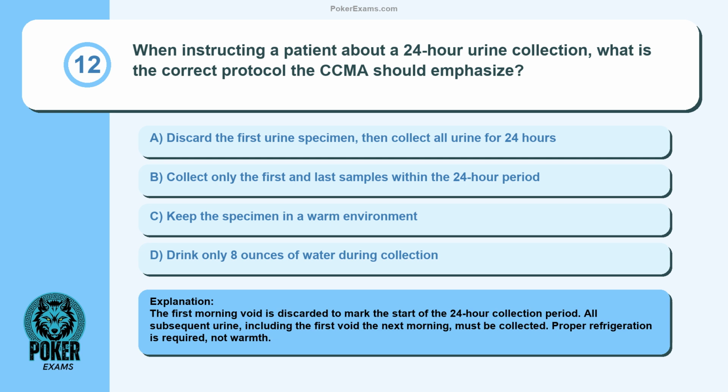The first morning void is discarded to mark the start of the 24-hour collection period. All subsequent urine, including the first void the next morning, must be collected. Proper refrigeration is required, not warmth.